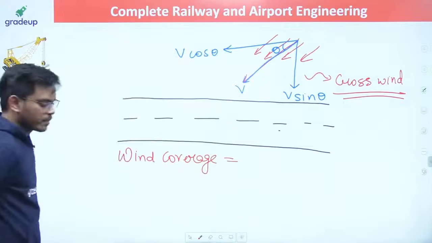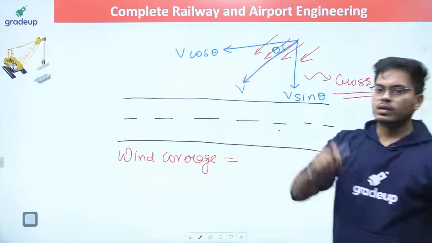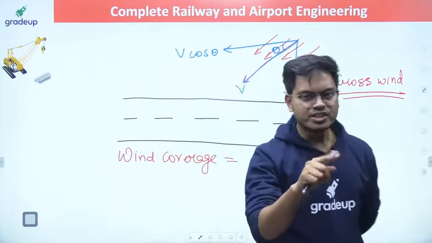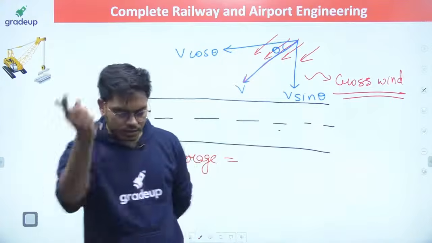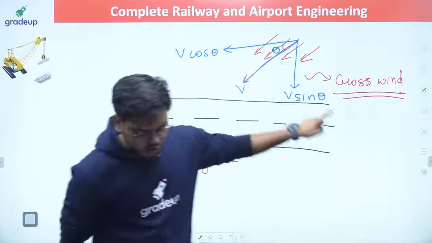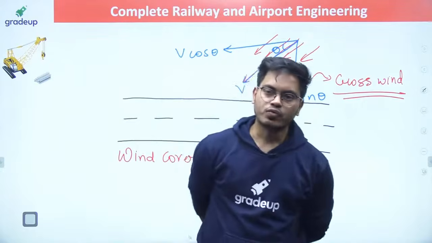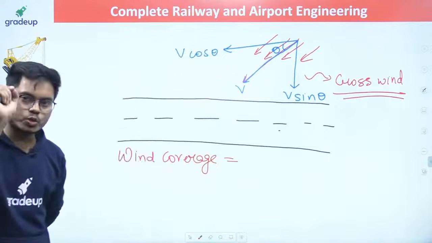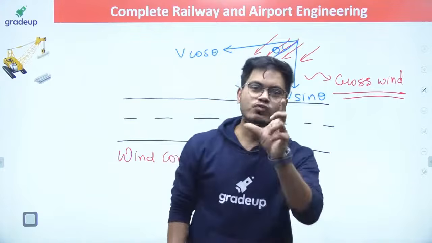Now, what is wind coverage? Guys, understand the percentage of time during which in a year the crosswind component remains within the limit. It is the percentage of time during which in a year the crosswind remains in the limit. That is known as wind coverage.